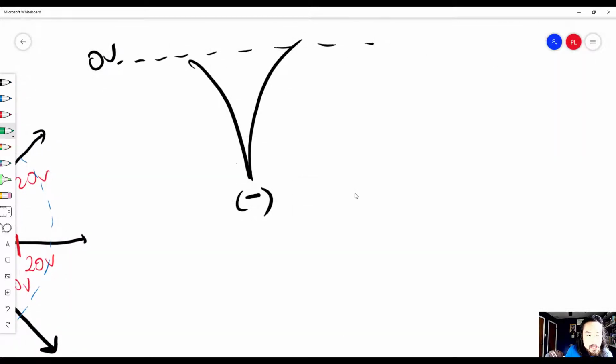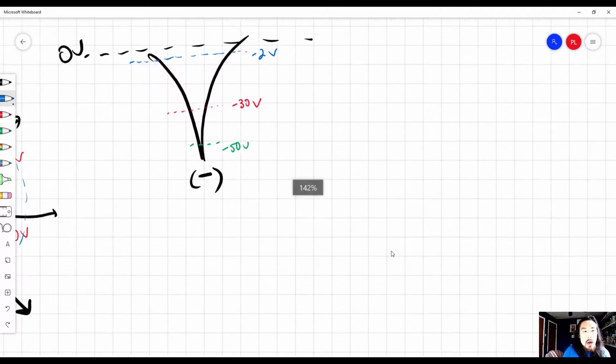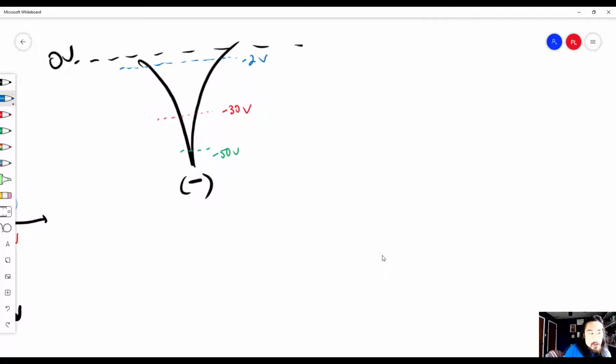The first one, let's say this is negative 50 volts. And the next one up here, remember, we're approaching 0, so a number that's approaching 0 that is not 50, we can say this is negative 30 volts. And really close up to the top, we can say this is negative 2 volts. And so our diagram will reflect this. I'm going to draw my negative charge here.